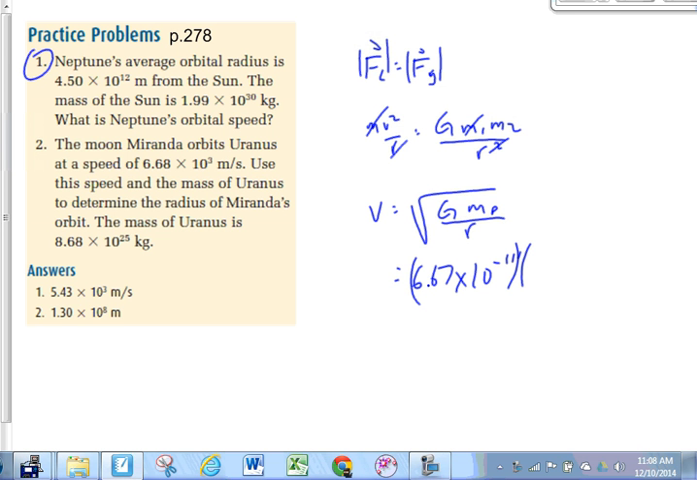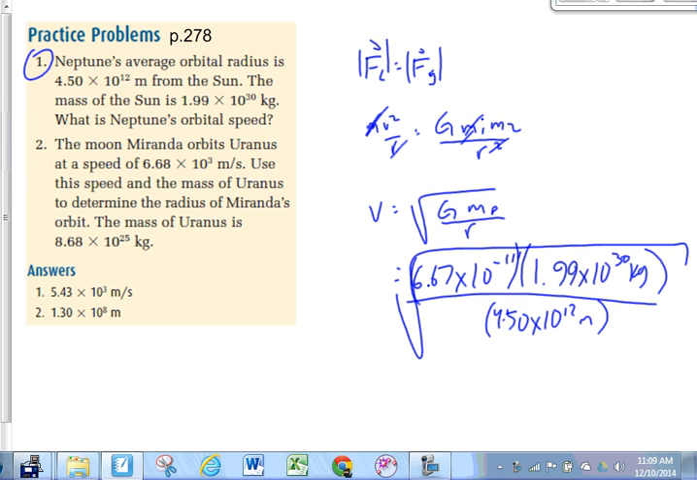And the mass of the satellite, which is the planet in this case, canceled out, right? Canceled out: mass here, mass here. That's the mass of the satellite, the mass of the planet in this case. So it's 1.99 times 10 to the 30 divided by r, which is 4.50 times 10 to the 12 meters.